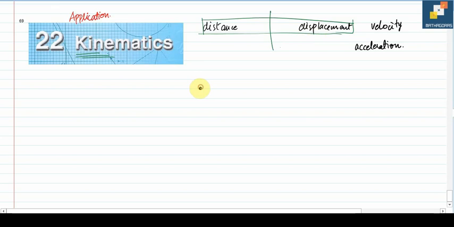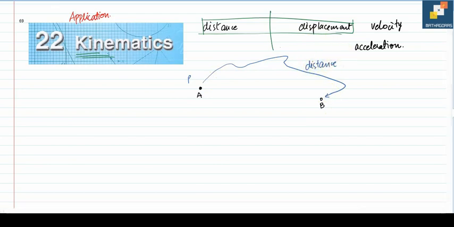Let's suppose that we have a point A and a point B. Mr. P travels from A to B in this direction. That is the distance of Mr. P from A to B. But Mr. Q travels from A to B in a straight line, the shortest distance, and that is basically the displacement. So displacement is the shortest distance between two points.